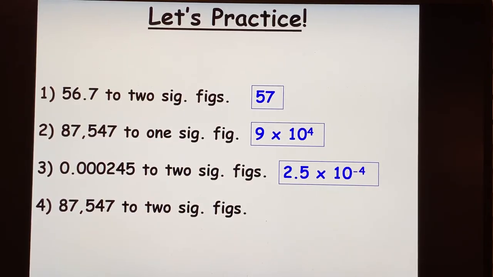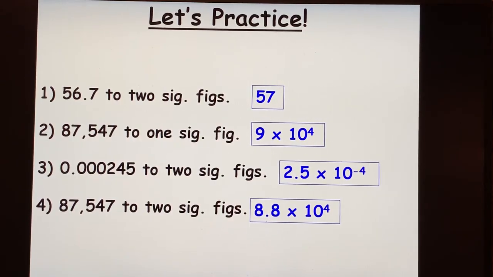Number 4, 87,547 to 2 sig figs. Last time, number 2, it was to 1 sig fig. Now we want 2 sig figs. So that 5 is going to turn that 7 into an 8. And that's 88,000, or 8.8 times 10 to the 4th. Either answer would be correct.